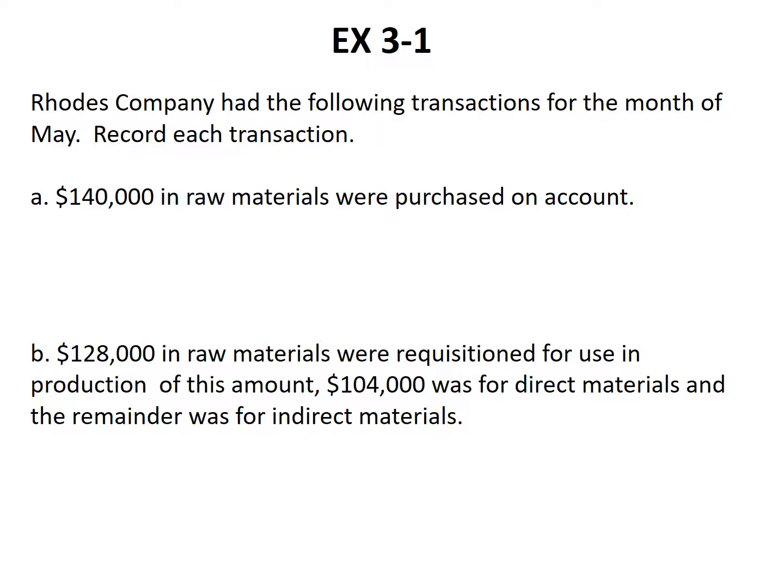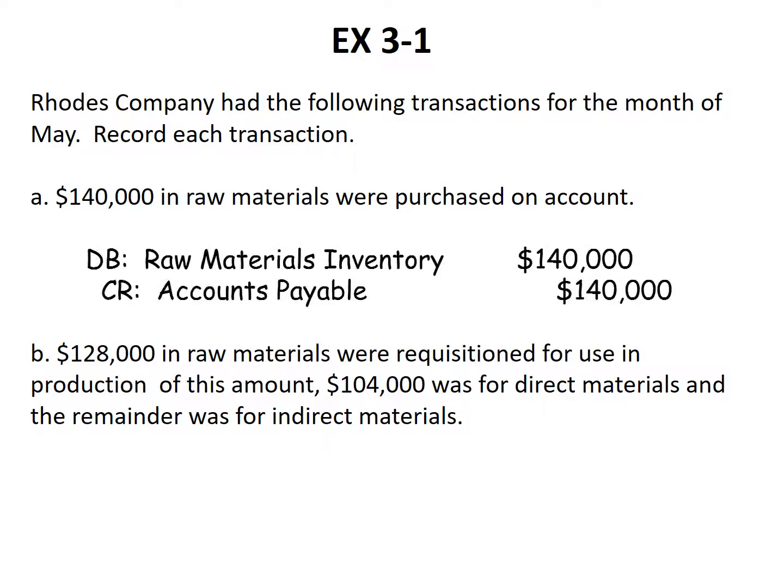In this case, then, we would create a journal entry that is going to debit raw materials inventory to increase the level of inventory to recognize the fact that we now have $140,000 worth of additional inventory, and we would credit accounts payable, which represents the liability that we're incurring since we're purchasing these assets, the inventory, on credit.